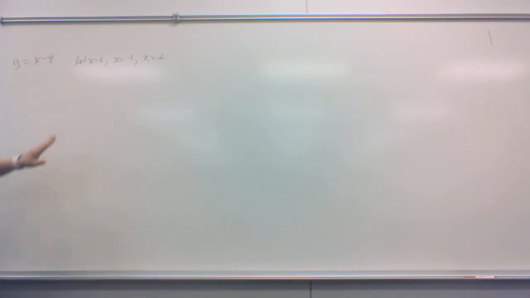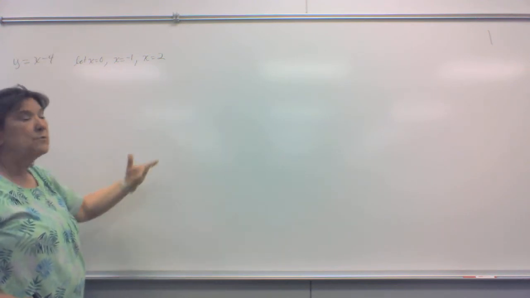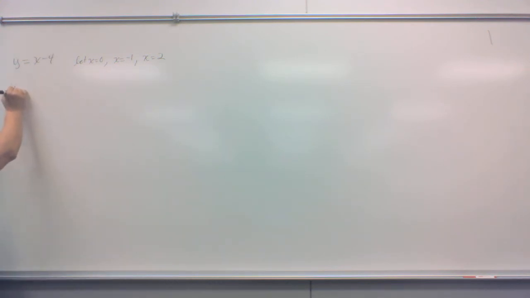And what you would have to do, once you have designated these by let x equal, is put the number in for the x. 0 minus 4 gives you y equals negative 4. And then you could put in the negative 1. y equals negative 1 minus 4, which gives you y equals negative 5. And then you would put the 2 in and have y equals 2 minus 4, which gives you y equals negative 2. So you get your values by substituting the number in for x, and it's all designated by let x equal this, let x equal this, let x equal this.